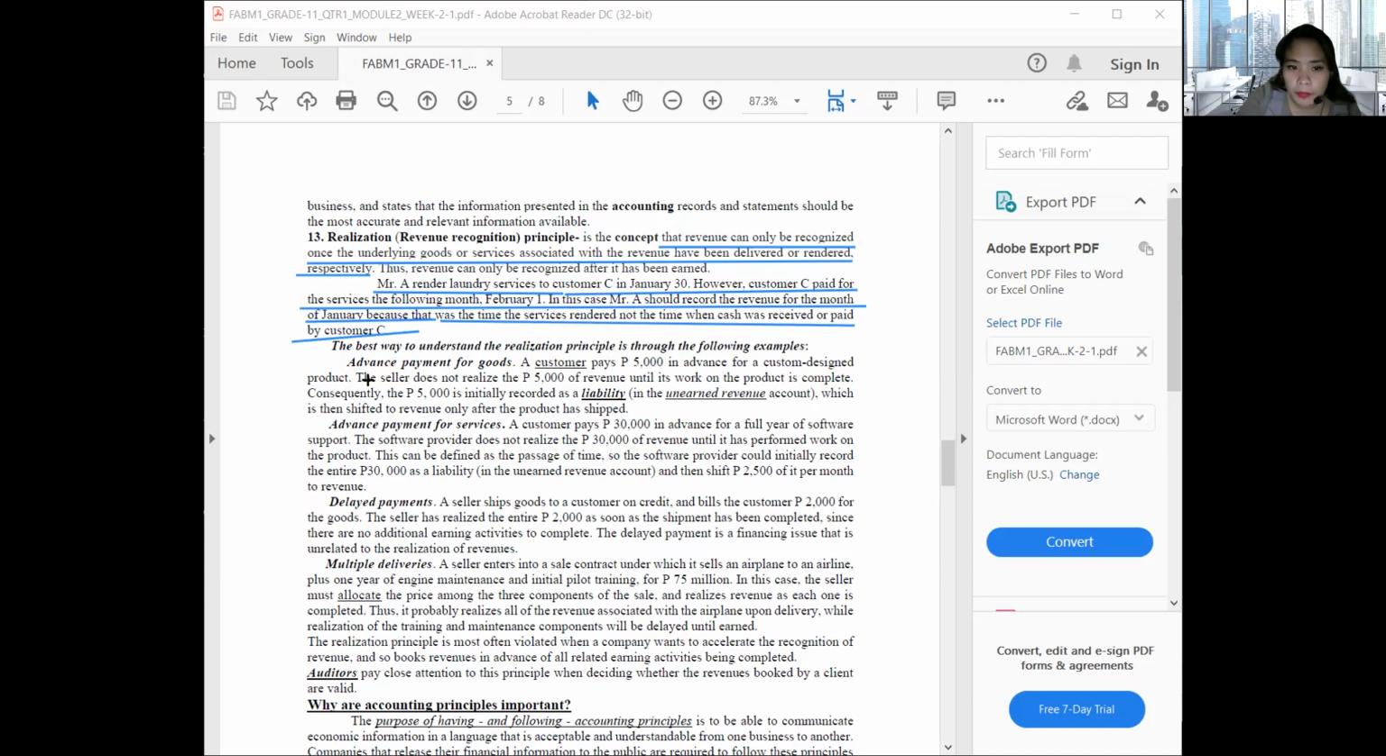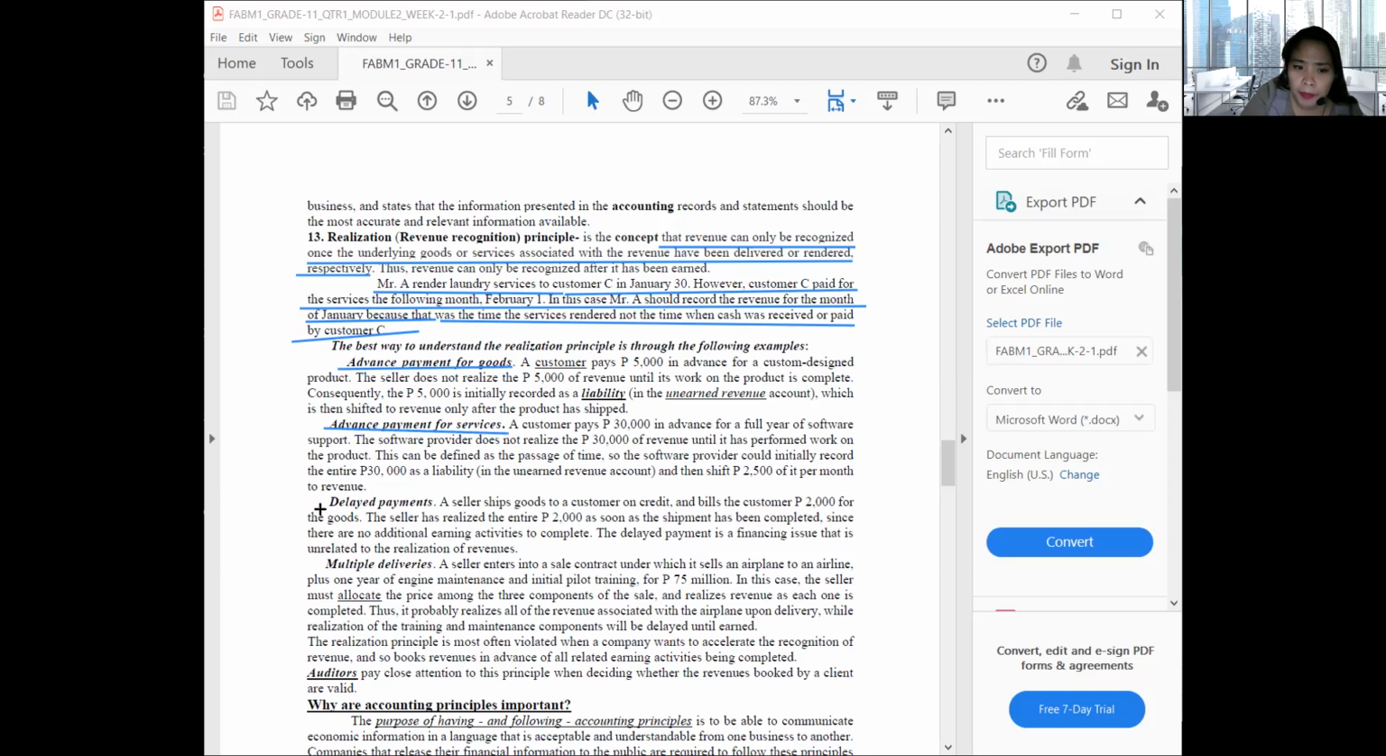The best way to understand the realization principles is through the following examples. Ayan, advance payment for goods. Okay, a customer pays 5,000 in advance for a custom design product. For example, yung mga giveaway. Pari may binyag, ayan, giveaway. Nagbayad ka na pero hindi mo pa nakukuha yung products. Advance payment for services. Ayan, magpapakulay ka ng buhok. Oy, Gcash ko na sa'yo ha. Kasi sahod ko na, tapos pupunta na lang ako dyan kapag okay na ako.